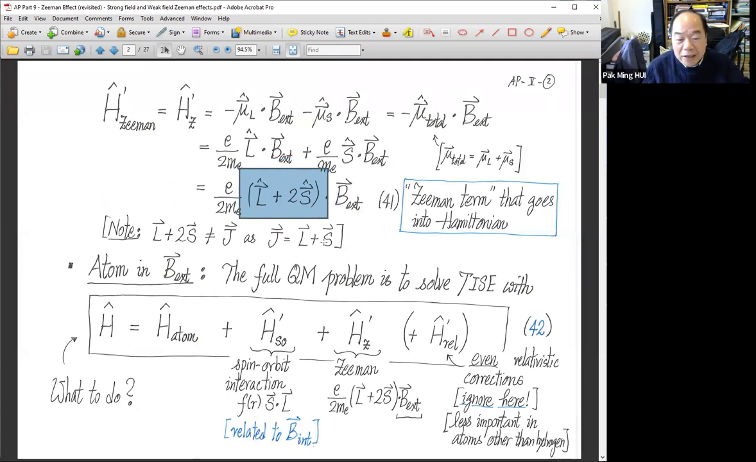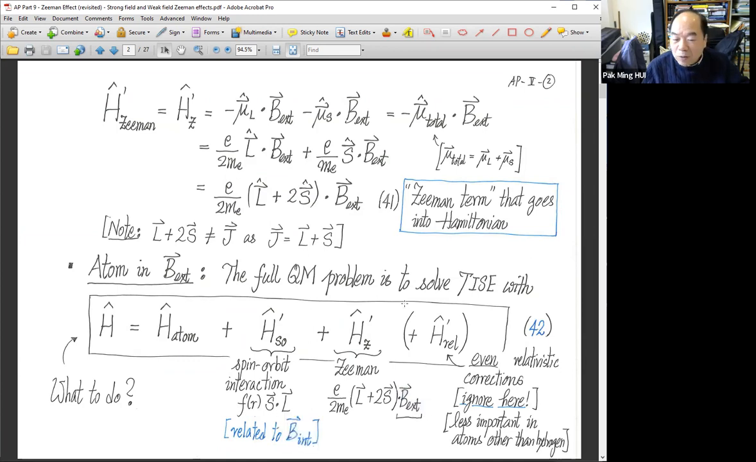Now, let's write down the whole Hamiltonian. We have the unperturbed part. We have the Zeeman term, including the spin effect. And then we also have the spin-orbit interaction. That is an internal field effect. All right? So this is related to the internal field, and this is related to the external field.